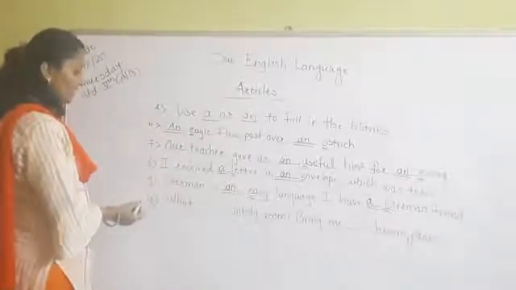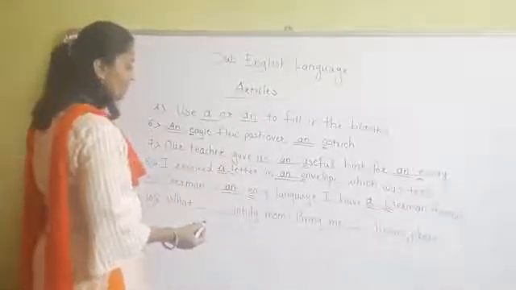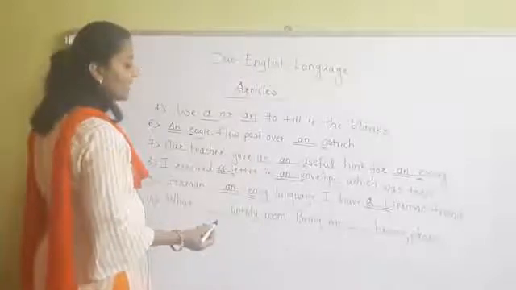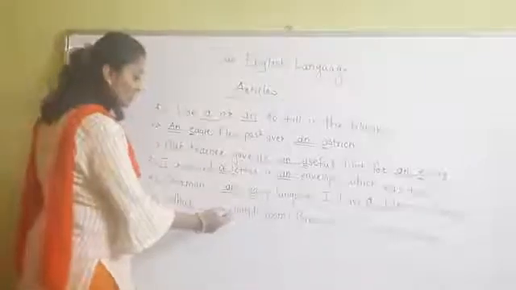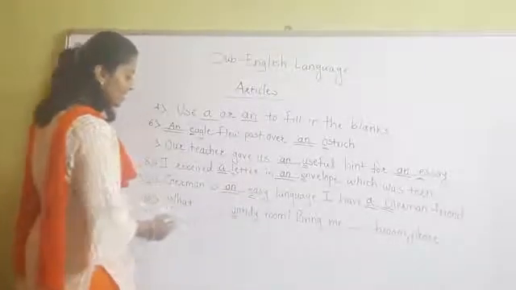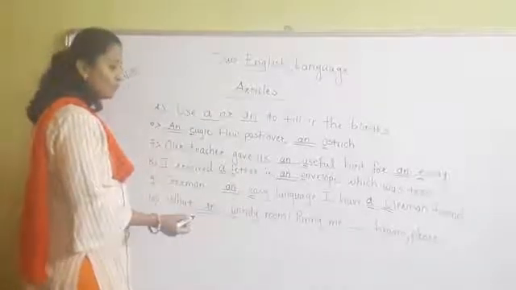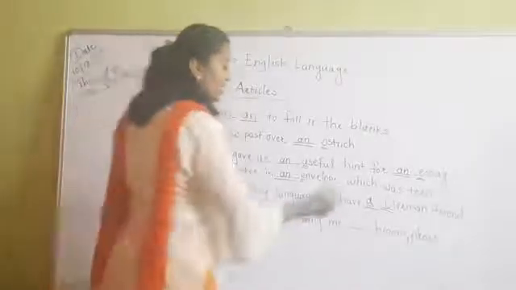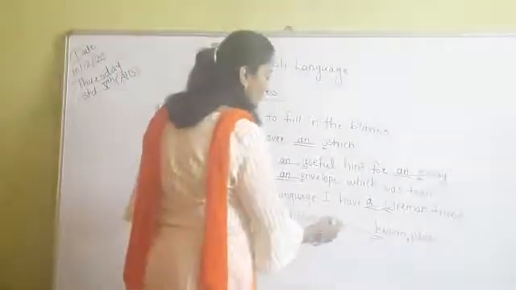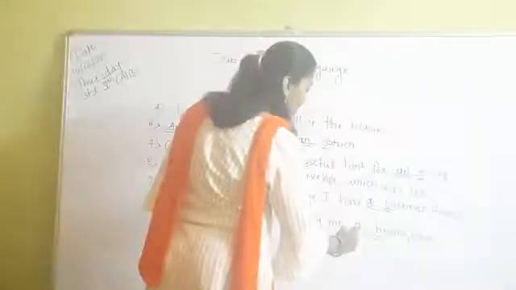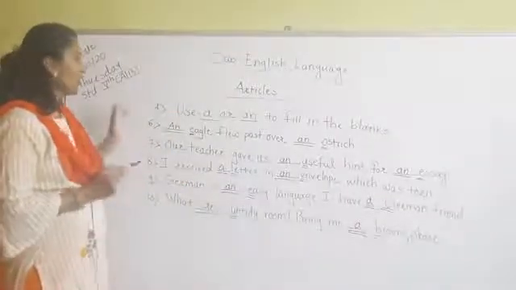Now sentence number 10. What dash dash untidy room? Bring me dash dash broom, please. The spelling of untidy starts with U, so we have to write here an. What an untidy room! Bring me dash dash broom. The spelling of broom starts with B, that is a consonant, so bring me a broom. So we have to write down a here. So in this way we have solved question number A.